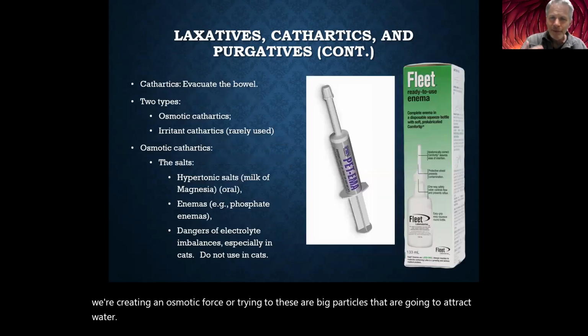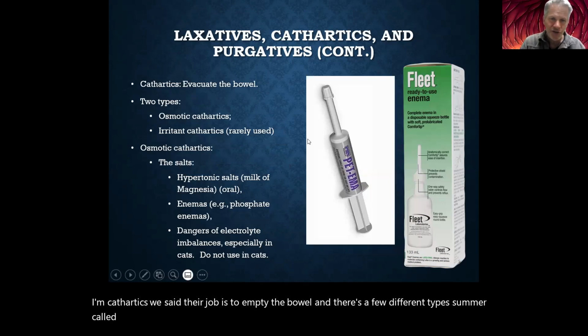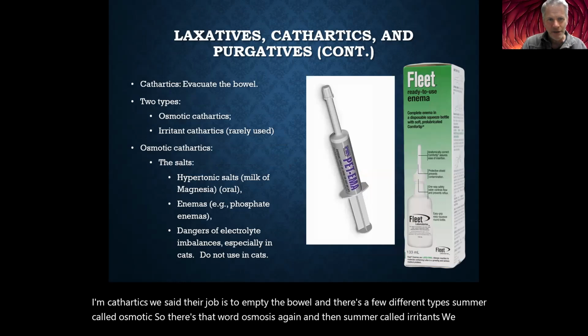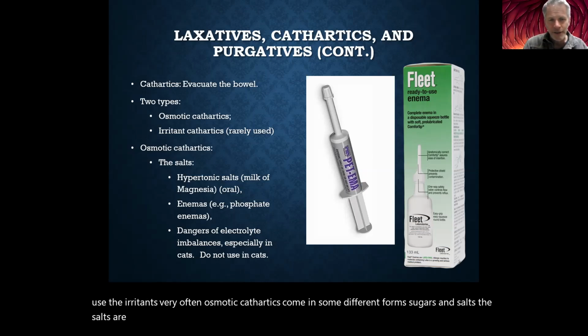Cathartics, we said their job is to empty the bowel, and there's a few different types. Some are called osmotics, so there's that word osmosis again, and then some are called irritants. We don't use the irritants very often. Osmotic cathartics come in some different forms, sugars and salts. The salts, mostly you're going to use them as enemas.